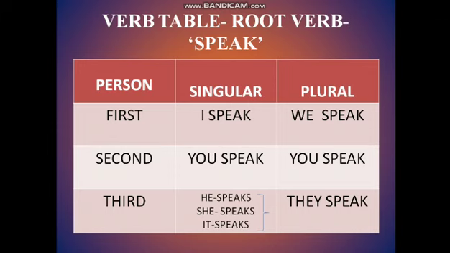If you have one boy, then it is he, and if you have more than one boy, it becomes they. She is used for girls, but if we have more than one girl, we use they over there. It is used for an object or an animal. If you have more than one animal or more than one object, we use they for it in plural form. That's why when we are talking about plural form, it becomes they speak. So we will not add s to the verb over there.